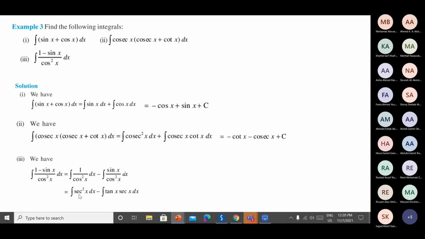So can you check in your table? Sec squared x dx, the integration equals what? Tan x. Excellent. What do you have for the integration of tan x sec x? Sec x. Excellent. So now you can use your table to have this one.